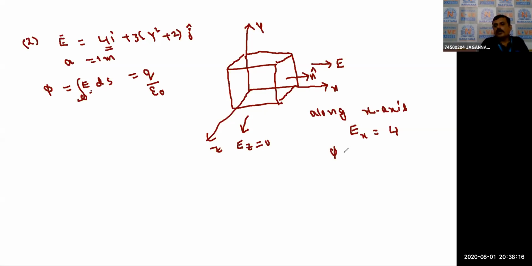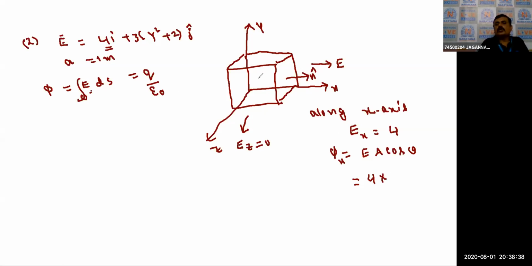Electric flux due to the surface along the x-axis is given by E A cos theta. Theta value is 0, so cos theta equals 1. E value is 4, times A, the area of this surface.